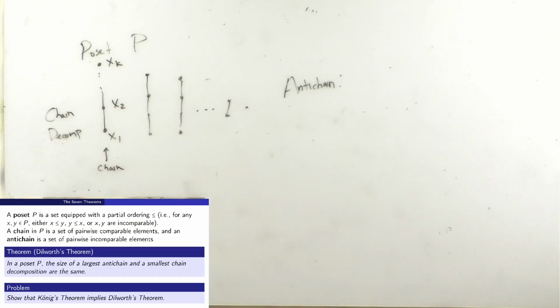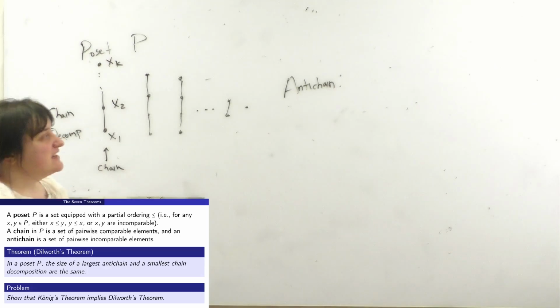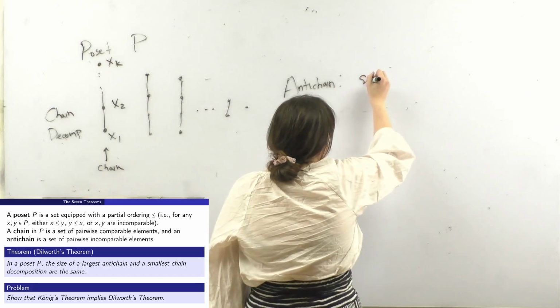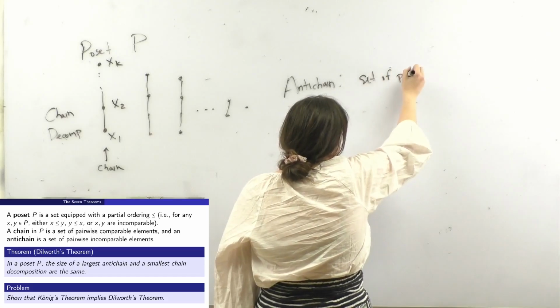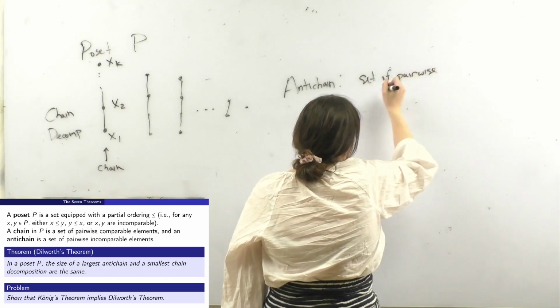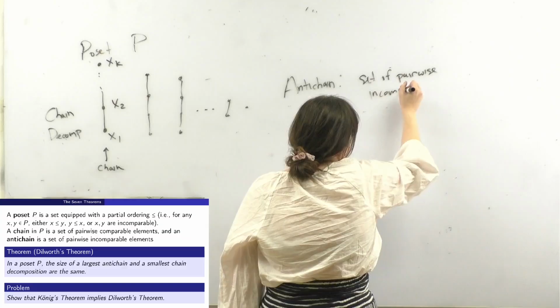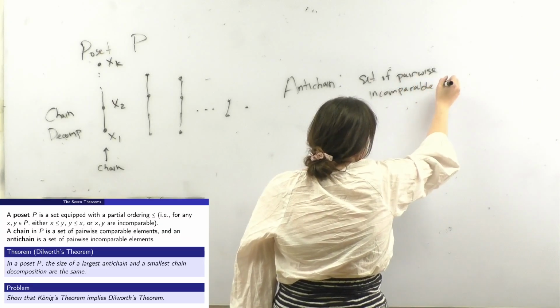On the other hand, what's an anti-chain? Okay, so a chain is a set of elements which are pairwise comparable, and you can sort of think about them as ascending in this fashion. An anti-chain is a set of pairwise incomparable elements.